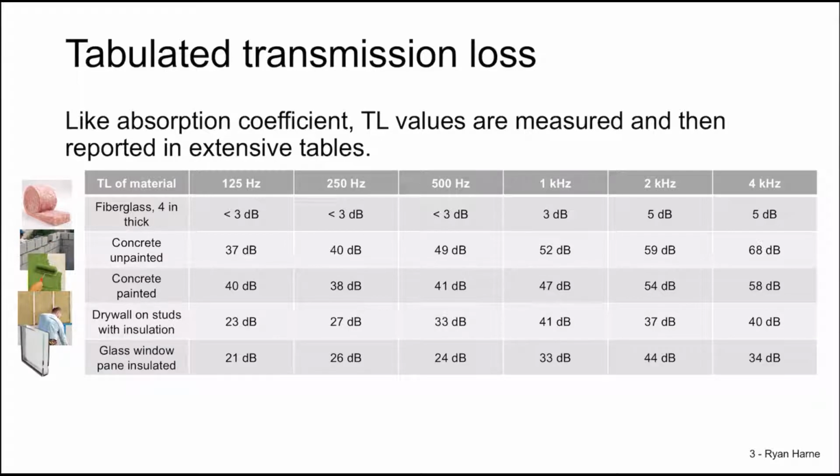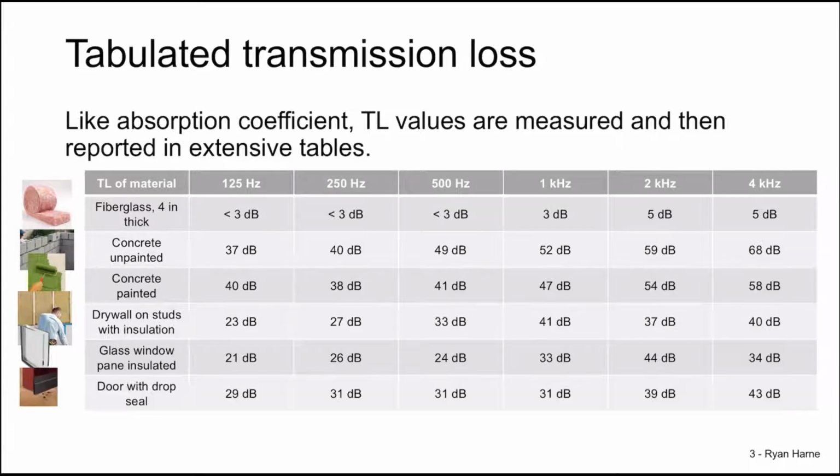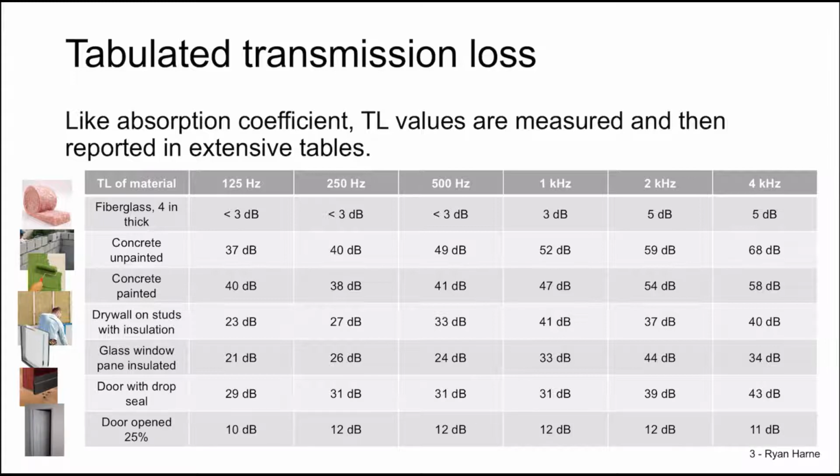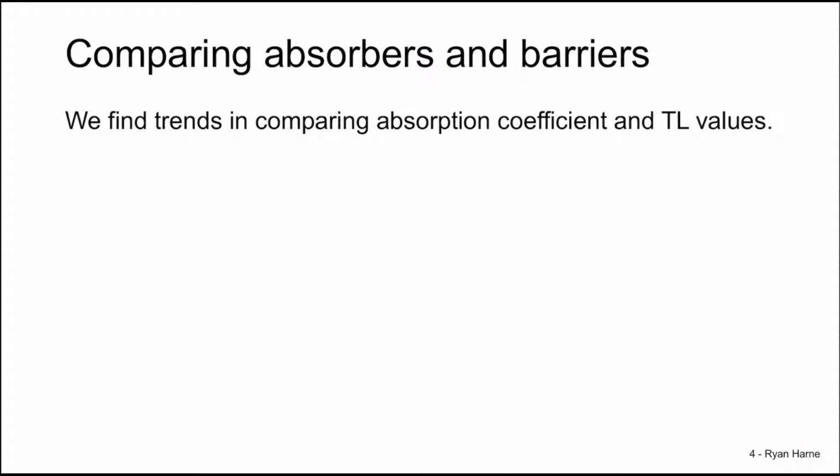And glass panes, likewise, with insulation in between two separate glass panes, provides transmission loss values approaching 30 decibels. And doors with seals are much better than their counterparts without seals. A good door with a drop seal could also provide 30 decibels of transmission loss, while that same door, if opened by just 25%, leads to transmission loss values that are uniformly around 12 decibels, indicating the significance of that opening to pass sound.